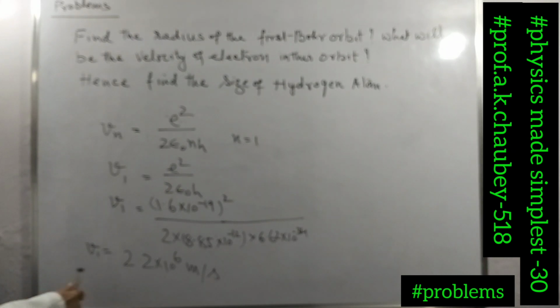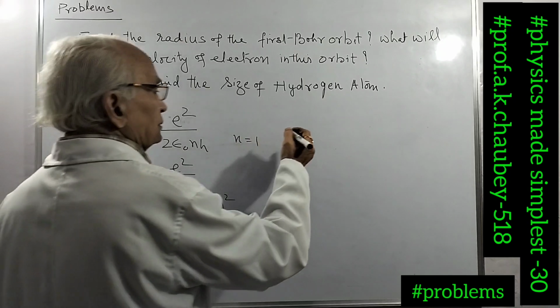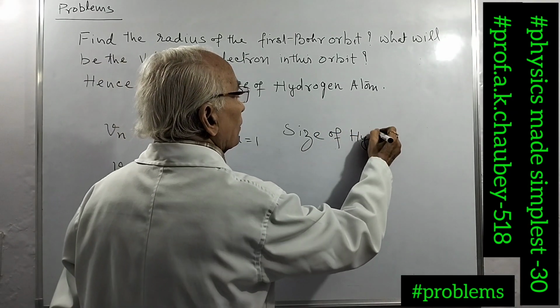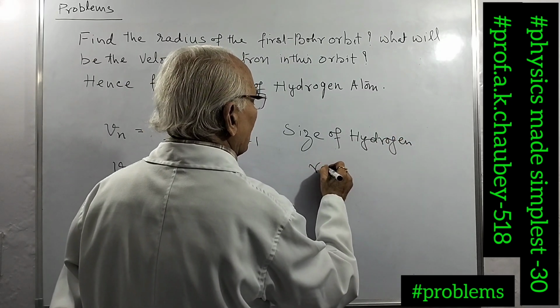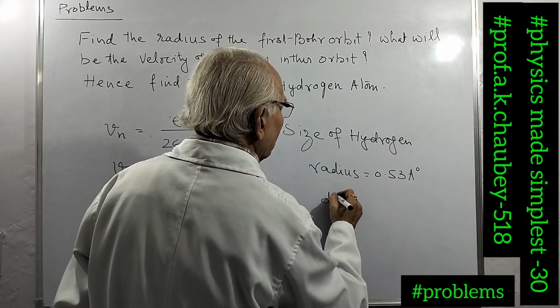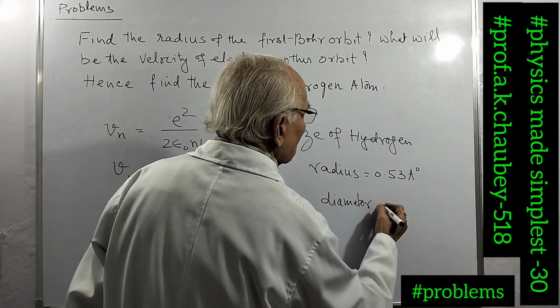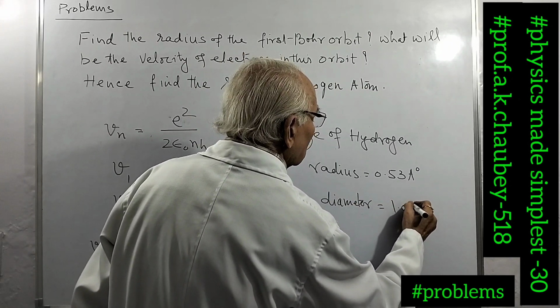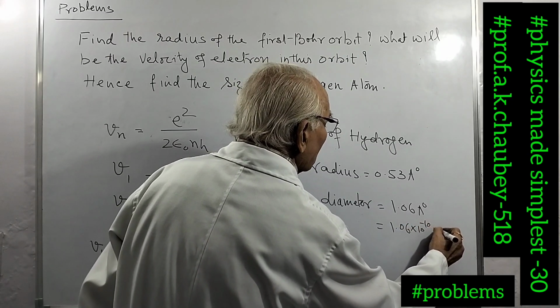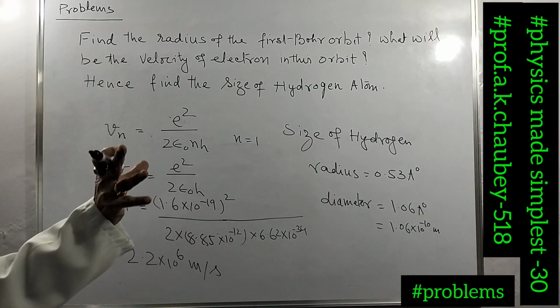This is the velocity, and we have seen that 0.53 is the radius. So what is the size of the hydrogen atom? Size means diameter. The radius we have calculated is 0.53 angstrom, so the diameter is 1.06 angstrom, or 1.06 into 10 to the power minus 10 meter. This is the size, the diameter.